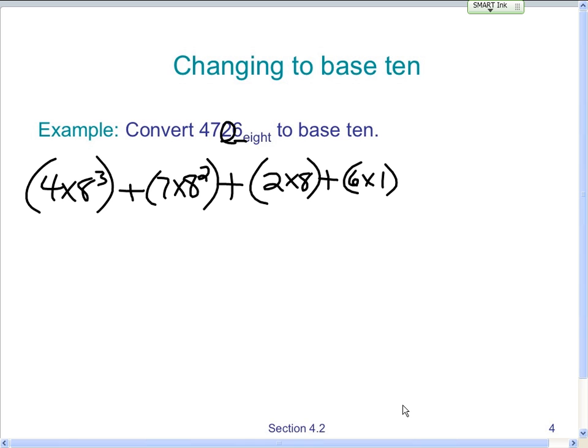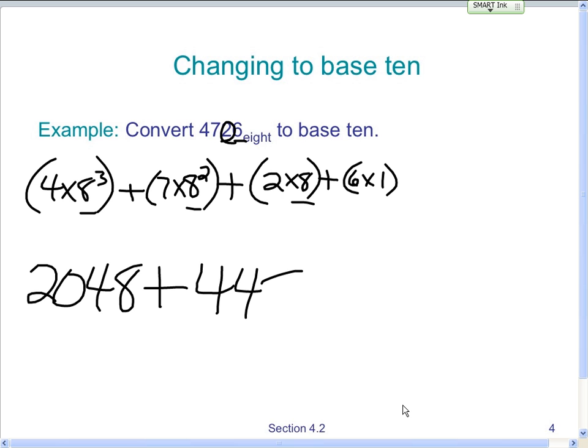So we've done this process before. We did it with the Babylonians. We did it when we were doing regular numbers. This time we're just choosing powers of 8 instead of powers of 10 or powers of 60. So we would multiply those out. We would multiply 4 times 8 cubed, and 4 times 8 cubed is equal to 2048. 7 times 8 squared is 448. 2 times 8 is 16, and 6 times 1 is 6. And we're going to add those together.